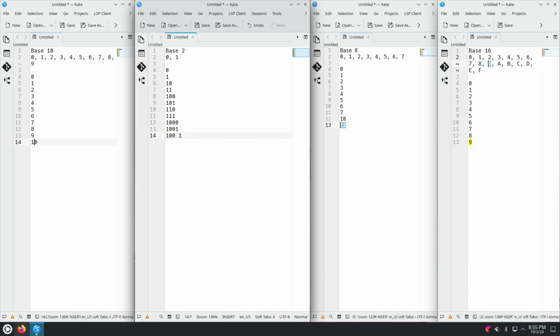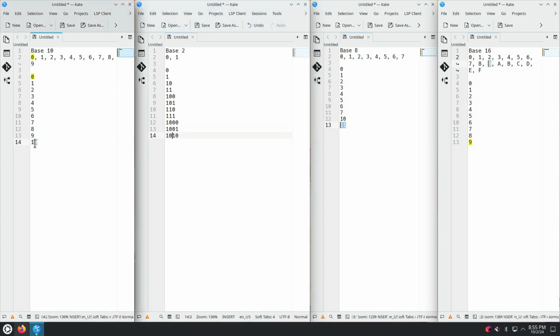So 1 plus 1. 1 is the largest 1-digit number in base 2. If we increment by 1, we'll get to a 0, like this. So 1010 is base 10, 10.